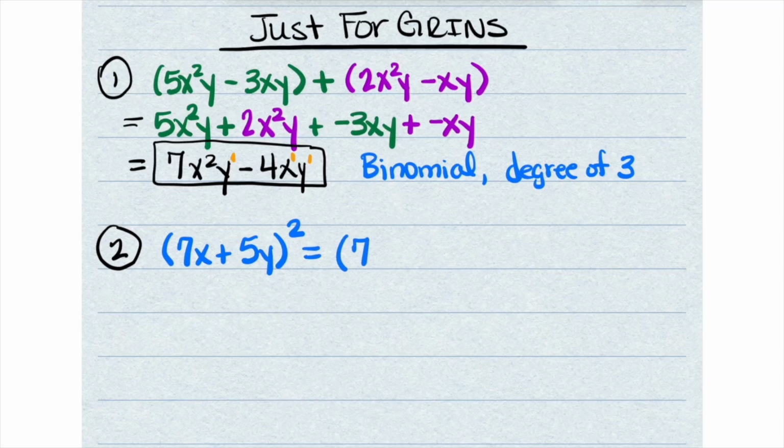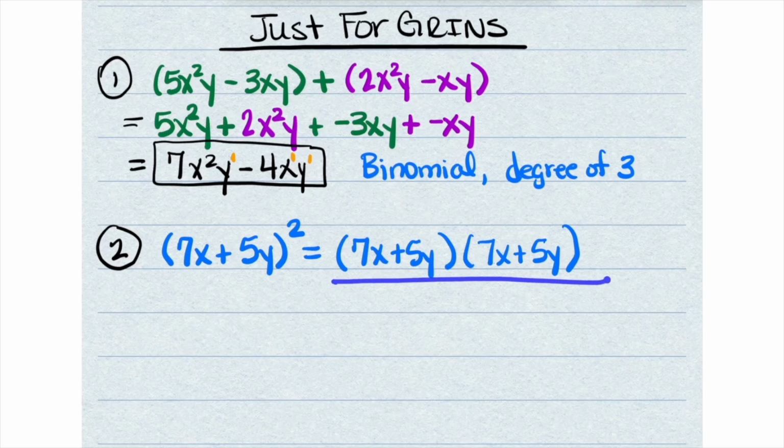So this is really 7x plus 5y times 7x plus 5y. Y'all see that? And then another thing people say, oh, is this the sum and difference of 2 terms? No, because these are both sums. In order for it to be the sum and difference of 2 terms, this would have to be minus, and it's not. And then you say, oh, well, are we squaring a binomial? Well, sort of.